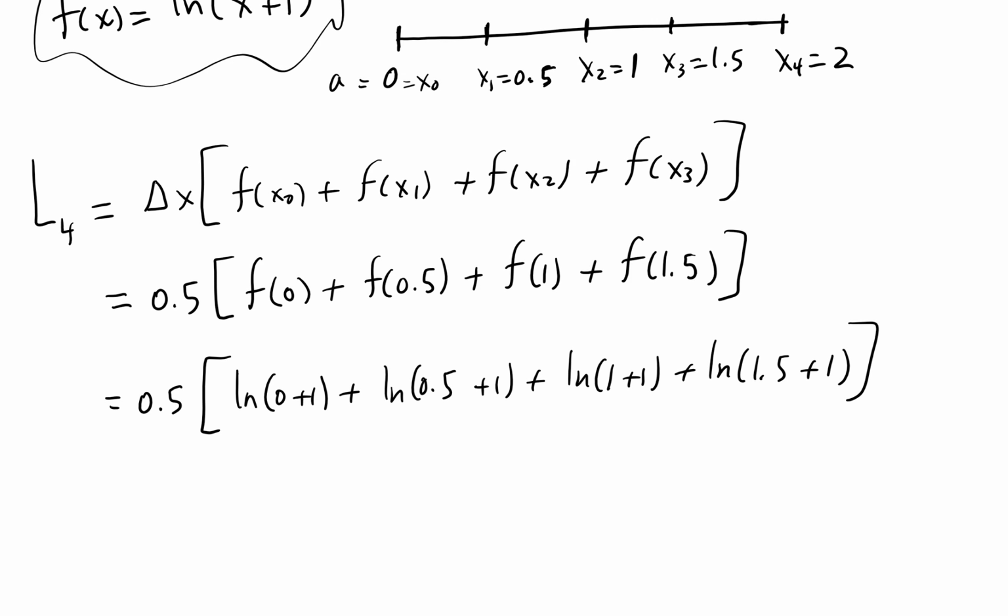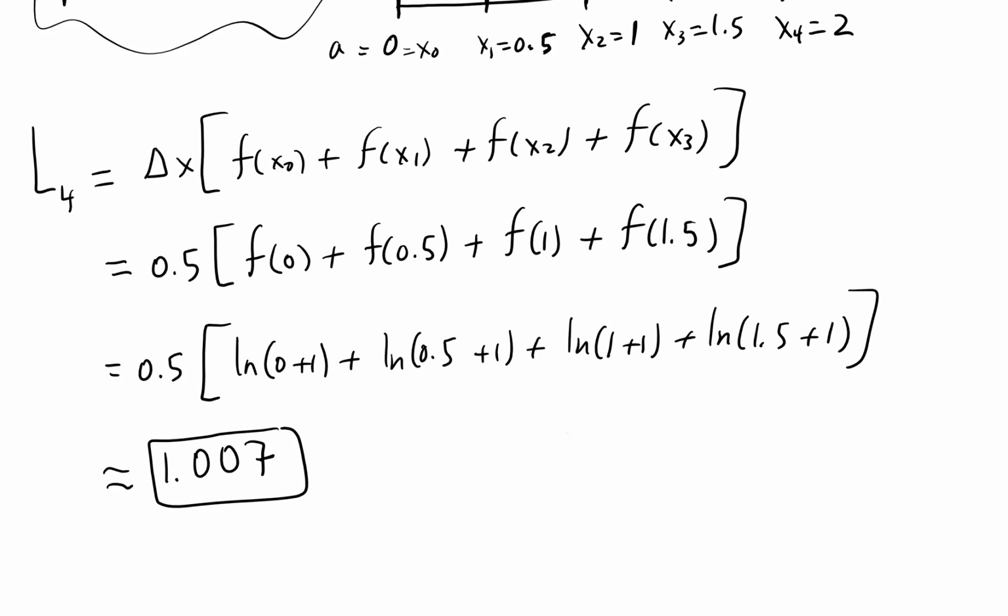And now you're going to use a calculator to put all of this into the calculator, see what you get. So we put that in the calculator and I got about 1.007. That's the left endpoint.